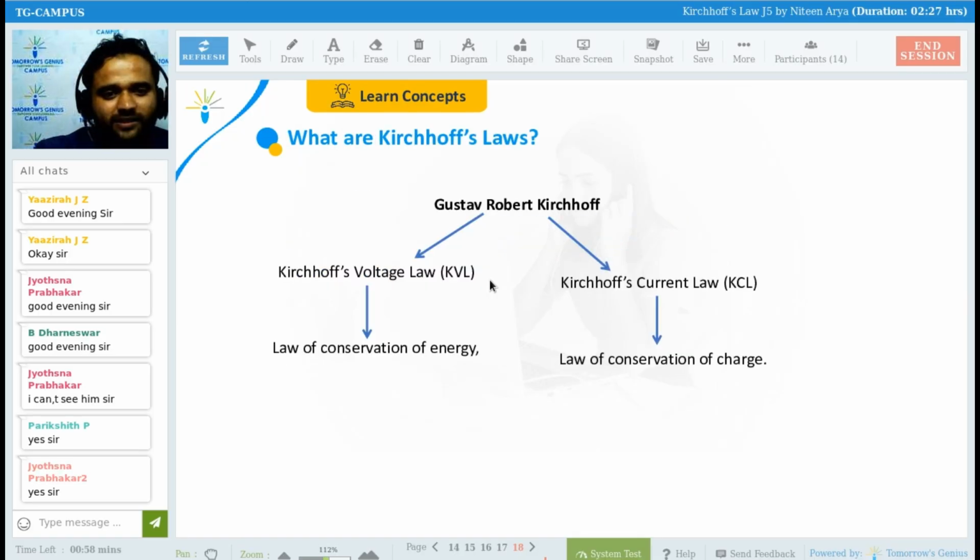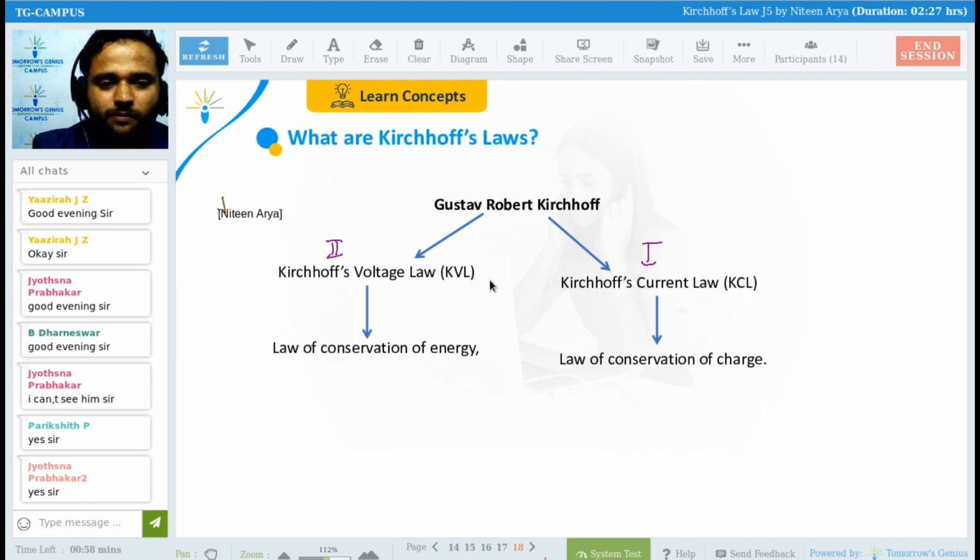So this is just, you can say, history. What are Kirchhoff's laws? This is the name, Gustav Robert Kirchhoff. They are two laws. Kirchhoff's voltage law, KVL, is dependent on the law of conservation of energy. KCL, this is your first law. This is the second law. In short form, KVL. In short form, KCL. This is the law of conservation of charge. This is the law of conservation of energy. These are the basic laws of conservation.